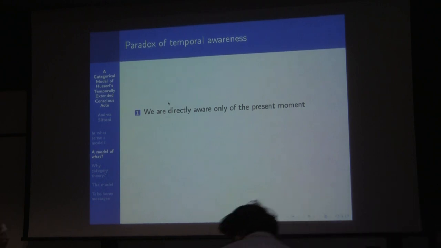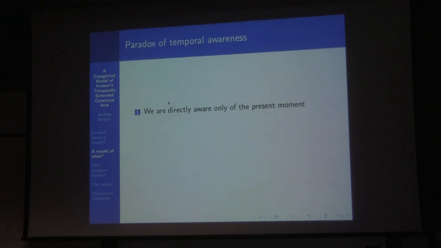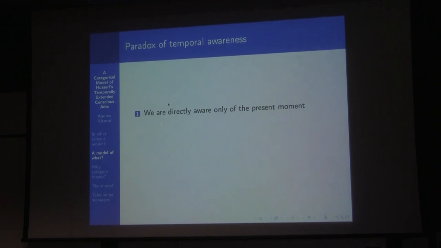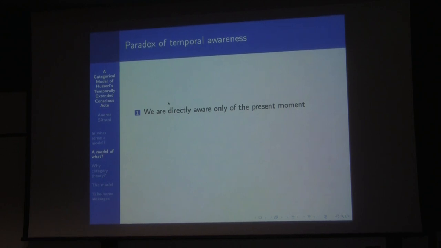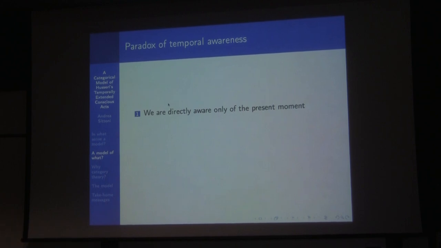But what will I talk about? I will talk about temporally extended conscious acts. What are these things? This is a big mouthful. But basically, when I'm hearing a melody, or when I'm in the forest and I'm feeling the breeze of the wind, or when I see a horse running, when I perceive some motion, do I really just perceive some snapshot of conscious experience, just some snapshot in a chain of discrete ones?